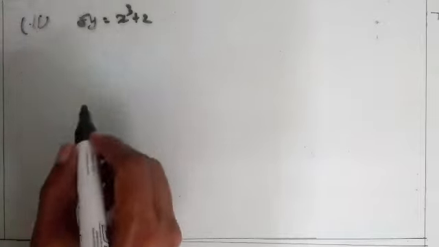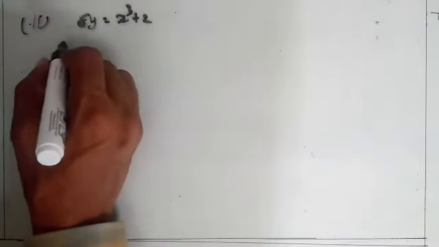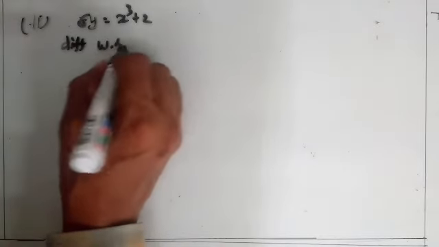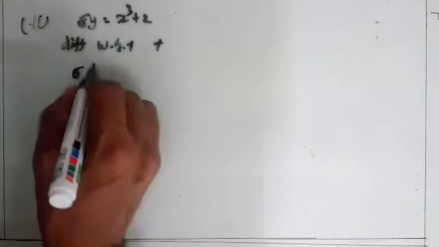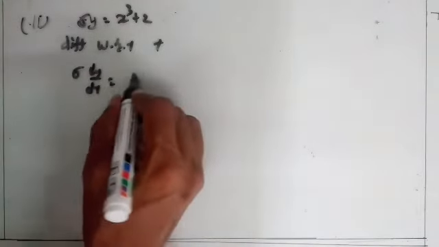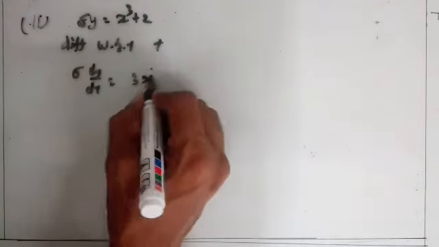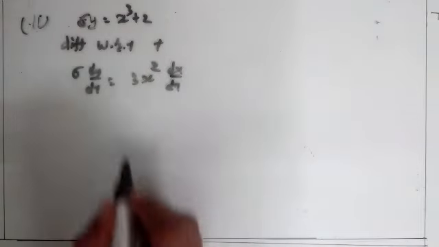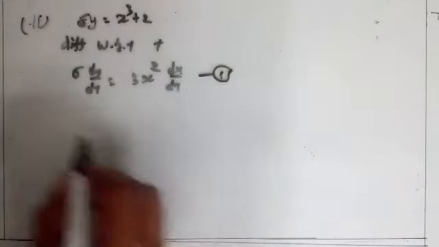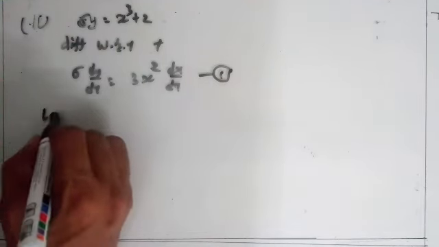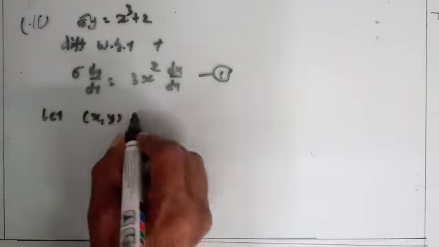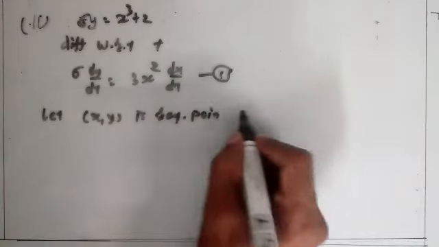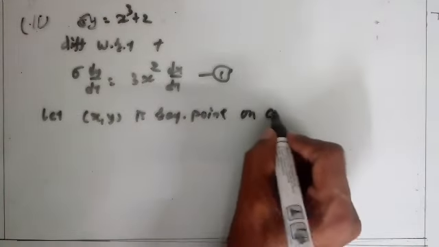First differentiate with respect to t. We get 6 dy/dt is equal to 3x square dx/dt plus 0, since this is a constant term. Clear this? Take this as result number 1. Now suppose (x, y) is the required point on the curve.